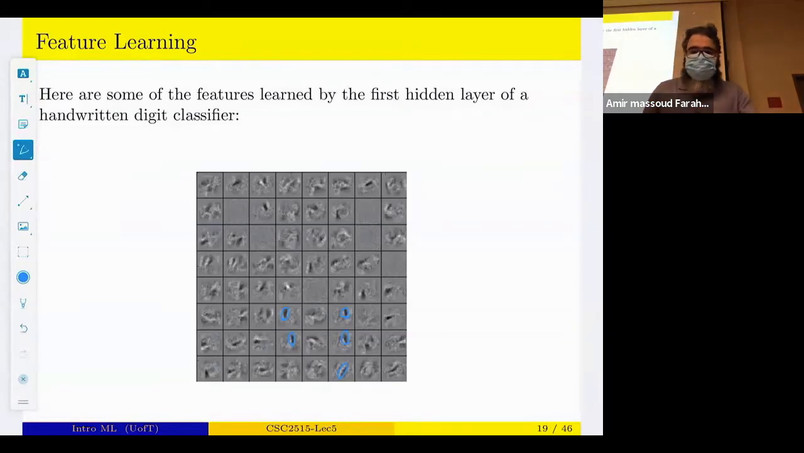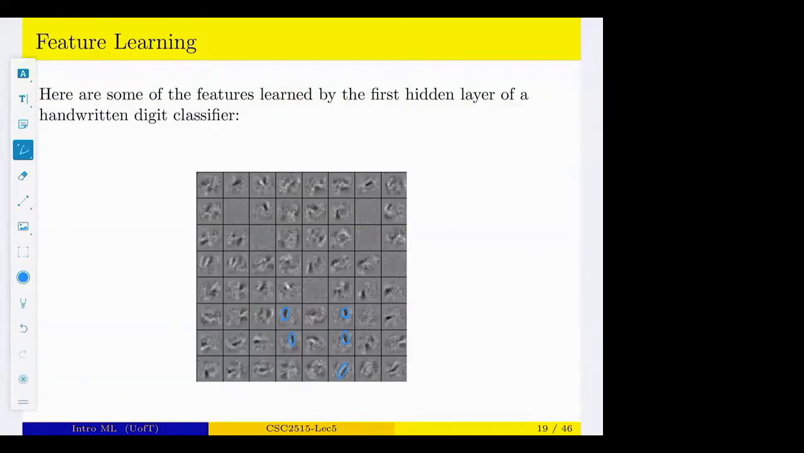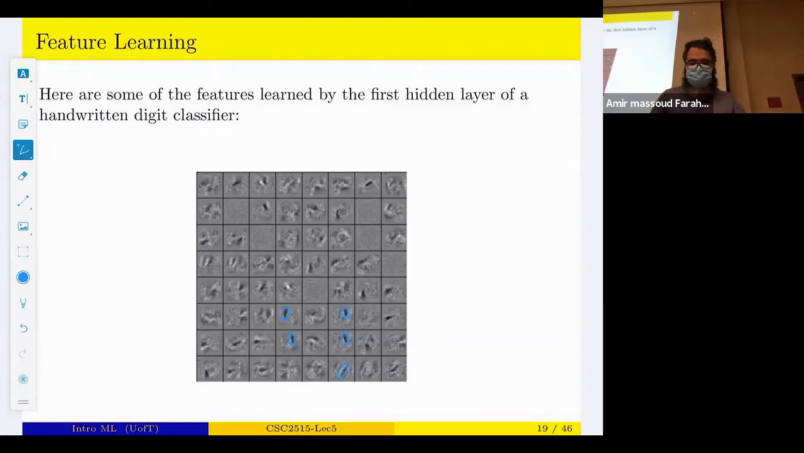I have a question. Sure. Yeah, just a second. So, what are these images? Are these the output of the hidden layer, or are they the weights? These are the weights. Okay, so these are the weights.